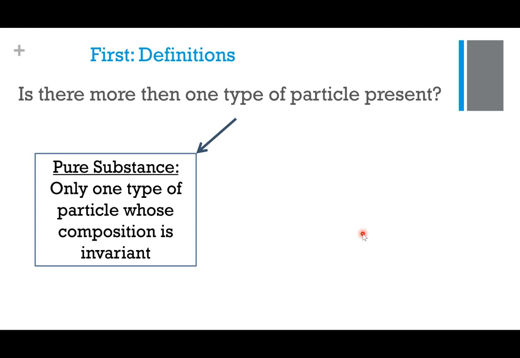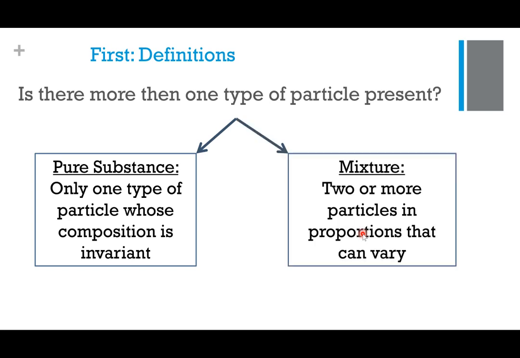If we look at something and ask ourselves, is there more than one type of particle present? And the answer is yes, there is more than one type of particle present, that would be considered a mixture. So a mixture is going to be 2 or more particles, and the proportions can vary.